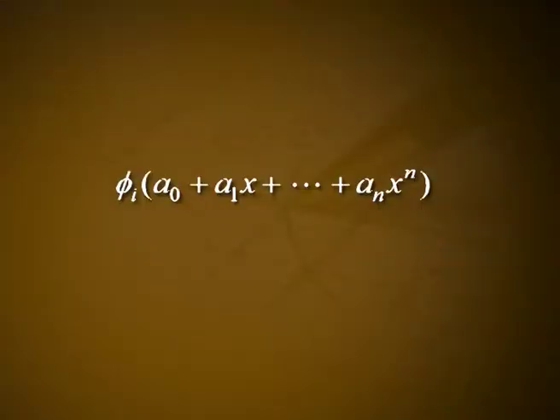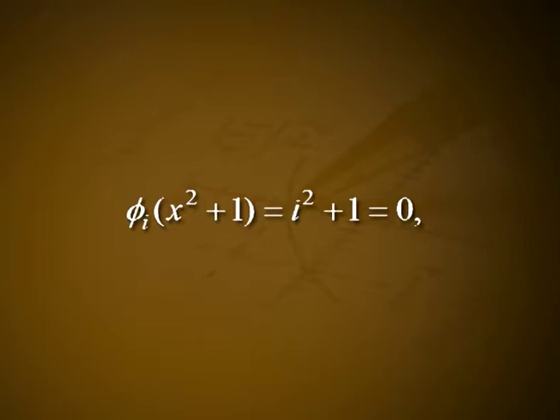Example 4. Let F be the field of rational numbers and E be the field of complex numbers, and consider the evaluation homomorphism φi from Q[x] to C. Here φi(a0 + a1x + ... + an x^n) = a0 + a1i + ... + an i^n, and φi(x) = i. Note that φi(x² + 1) = i² + 1, which is equal to 0. So x² + 1 is in the kernel of φi.